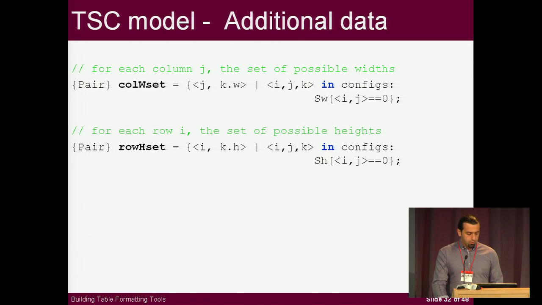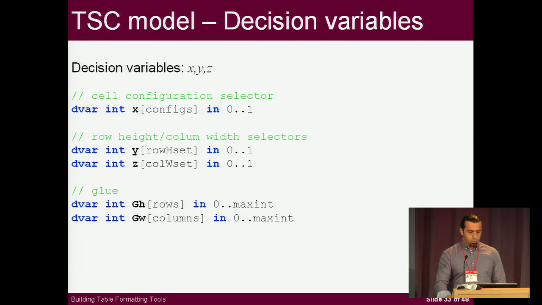We are computing, therefore, the set of possible column widths by excluding the spanning cells. Obviously, they span over a number of columns. In a similar way, the set of possible row heights. We introduce 3 decision variables, as I explained earlier in the mathematical model: X for selecting cell configuration, Y for row heights, and Z for column widths. And also two other variables, the horizontal and vertical glue.